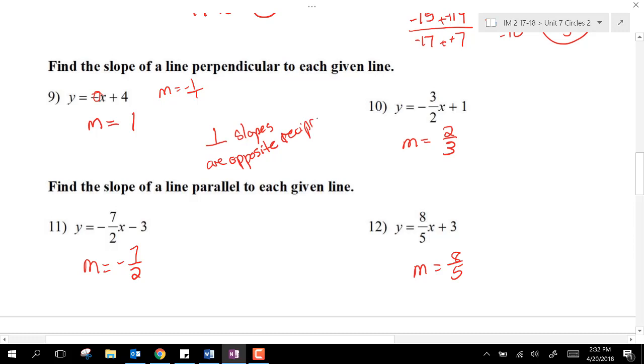And they're reciprocals, meaning we got to flip it upside down. Just 1 flipped upside down is still 1, so that's why m is 1 here. Here, we flip 3 over 2 to be 2/3, and we take away the negative to make it positive.